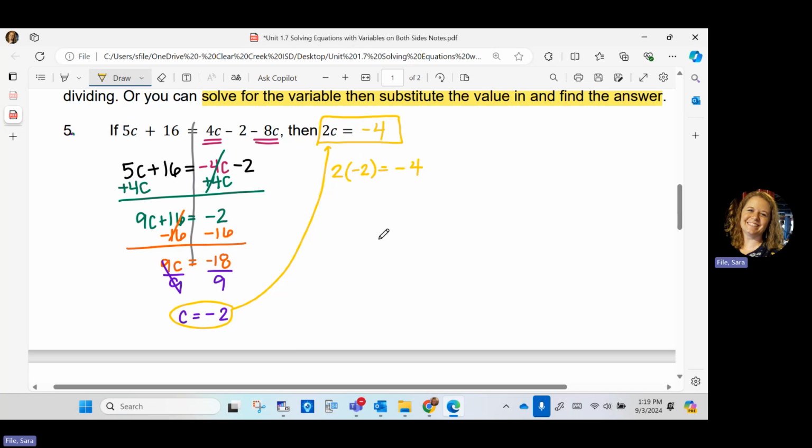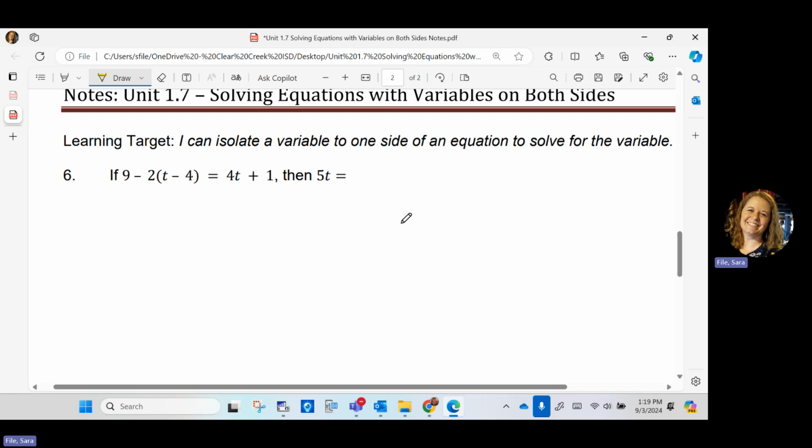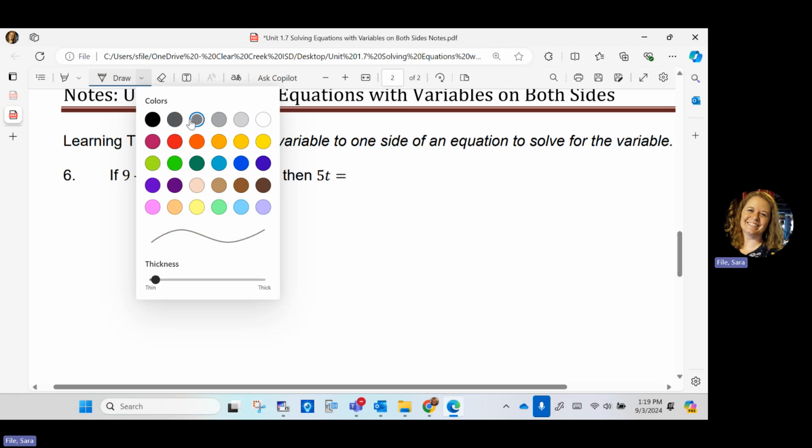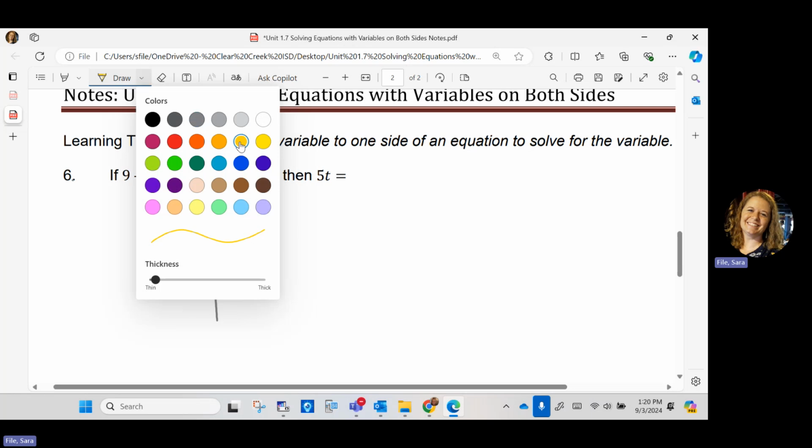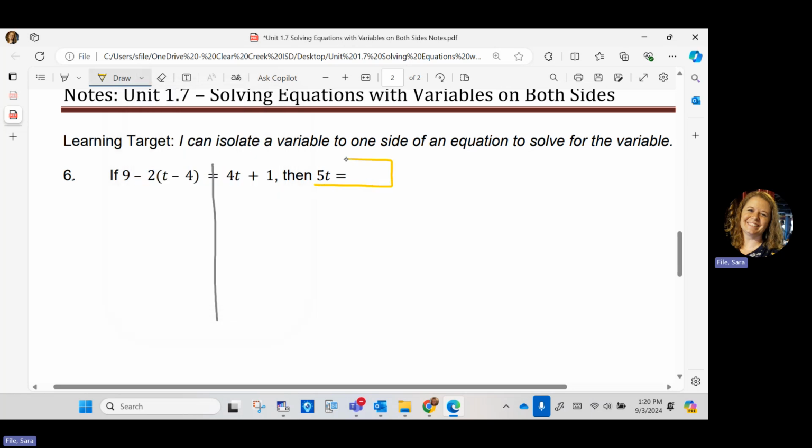All right, let's flip it over to the back and try that. On the back, we're going to be doing the same thing where they're asking for a multiple of the variable, but now we've got some parentheses. We didn't have any parentheses on the front, so this is going to have us starting with our distribution step. And then at the end, we are asked to find 5t.